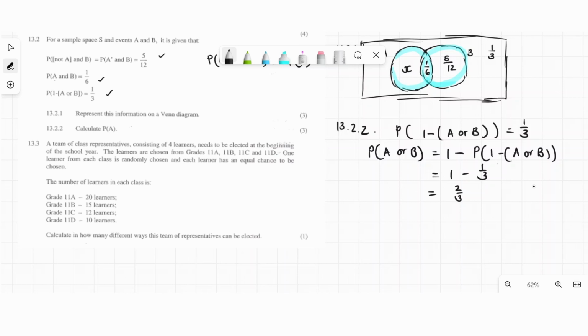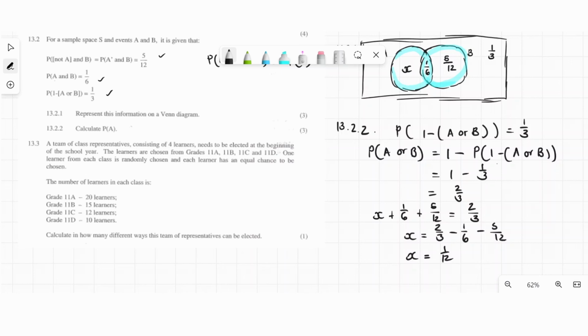So now, since we know that the total of everything here is equal to 2 over 3, we can add them and equate them to 2 over 3. So we can say X plus 1 over 6 plus 5 over 12 is equal to 2 over 3. Now we're calculating for X. Take everything to one side, so X is equal to 2 over 3 minus 1 over 6 minus 5 over 12, right? Which is going to give me X as being 1 over 12.